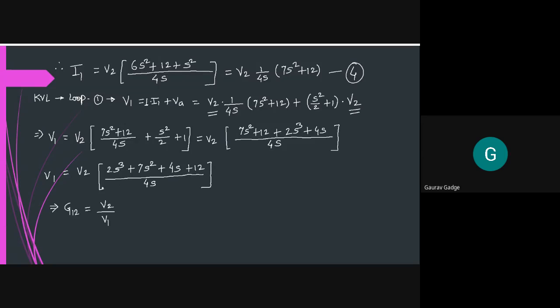It means I have to take that complete term on the left hand side. So what I get is 4s upon 2s cube plus 7s square plus 4s plus 12. So you have 4s upon 2s cube plus 7s square plus 4s plus 12. Yes, so this is your final answer. Kindly check.